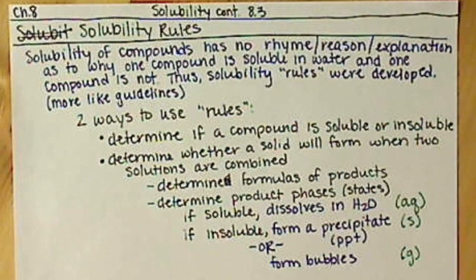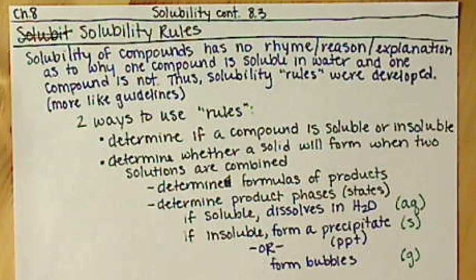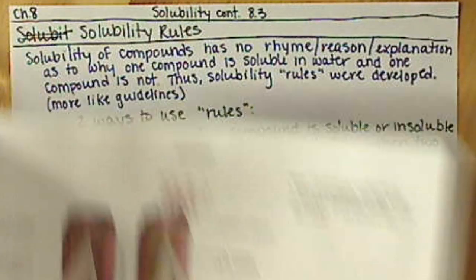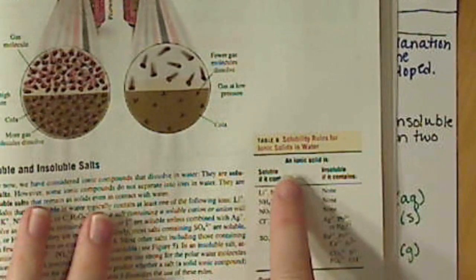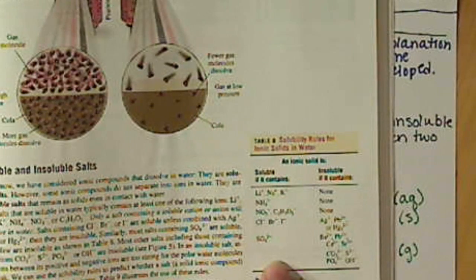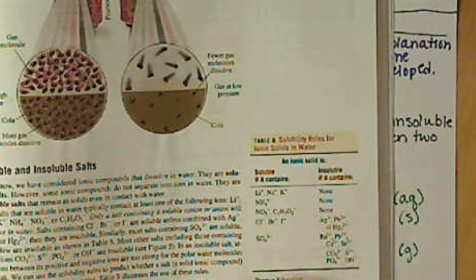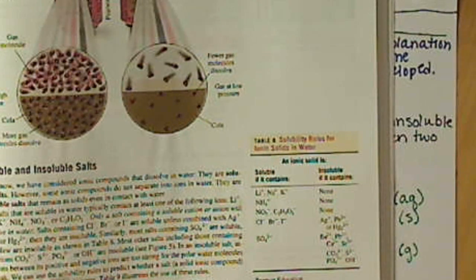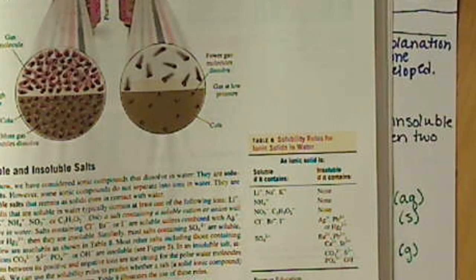Your book gives you some solubility rules. In the paperback version, it's on page 311, table 8. These are solubility rules for ionic solids in water. It's a very, very simplistic table. I actually don't like it because it's too simplistic. It doesn't have enough information on there. I mean, it seems like it has a lot on there, but it is not complete, and we're going to be dealing with a lot of different compounds.